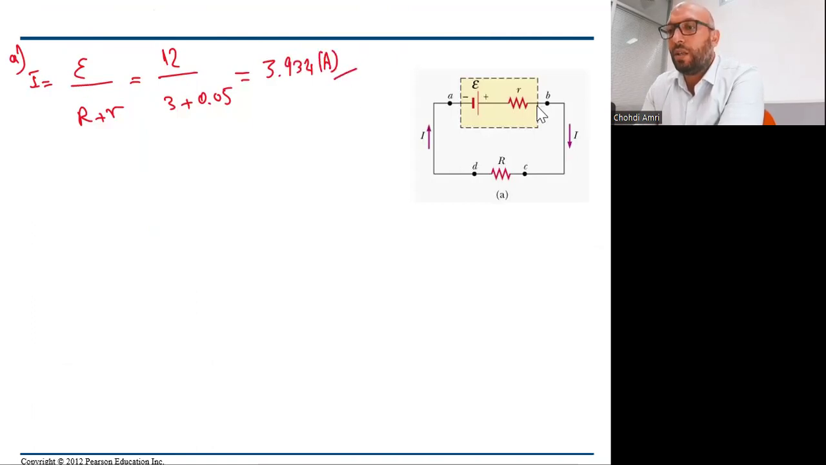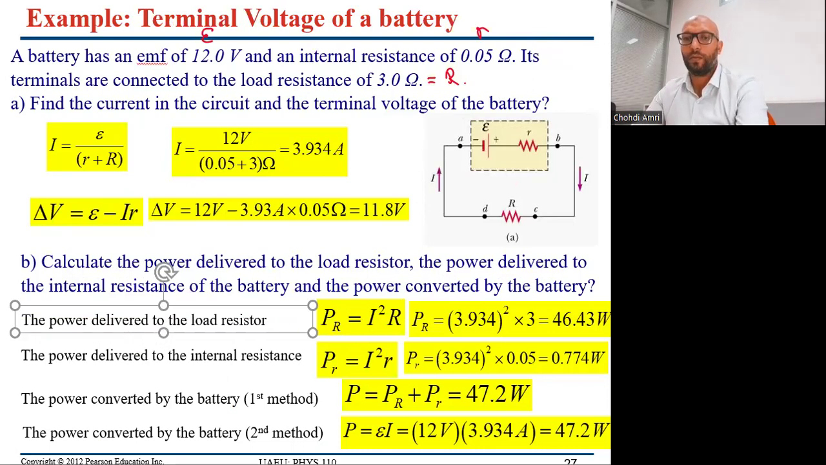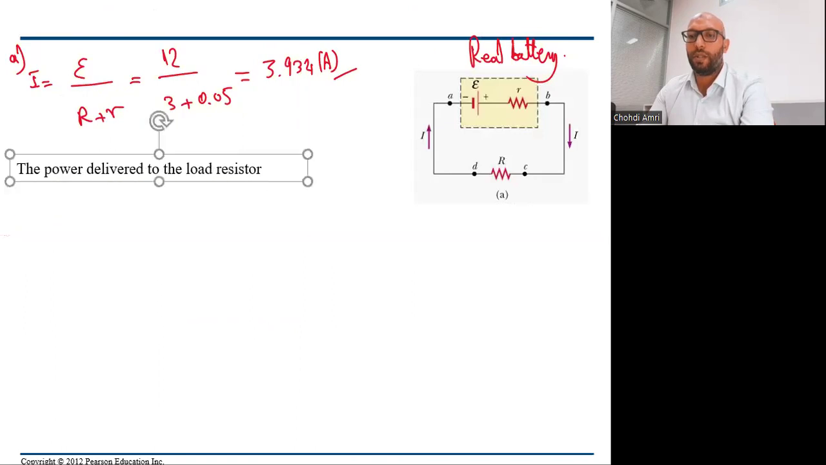Here we have a battery connected with a real battery, connected to an external resistance, capital R. Find the power delivered to the load resistor. Power delivered to the load resistor.